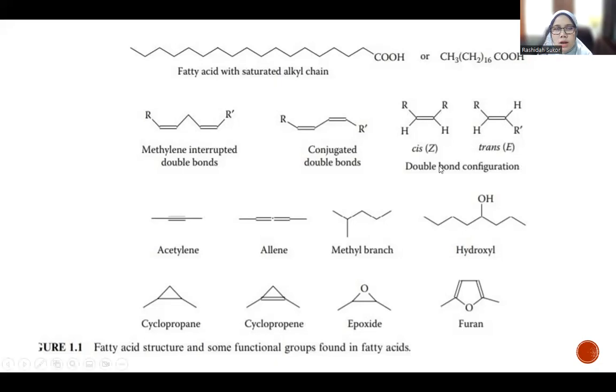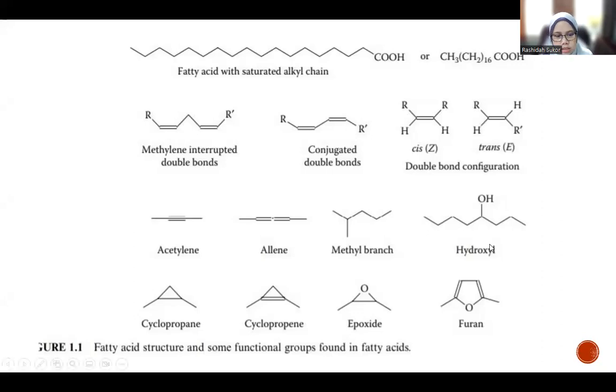So cis is where both are at the same position, but trans is a perpendicular position. That is at the double bond. Like I said, for manufacturers, the trans configuration is more stable. This one is acetylene, allene, and methyl branch. The branch is not aliphatic, meaning it is not straight. It has a branch up and down.